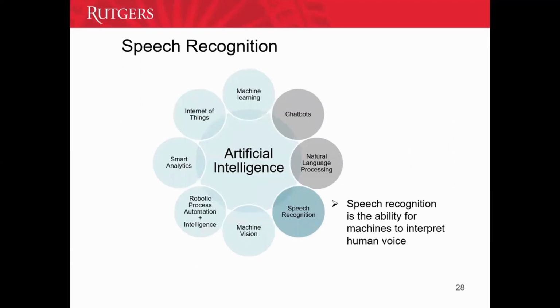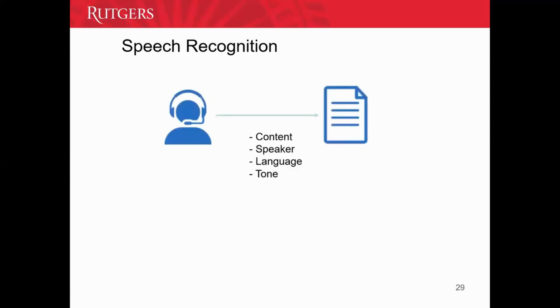So another AI technique is speech recognition. Speech recognition is the ability for machines to interpret the human voice. Alexa and Siri are very good examples of speech recognition artificial intelligence. When I mention speech recognition, there are several elements to speech recognition AI.